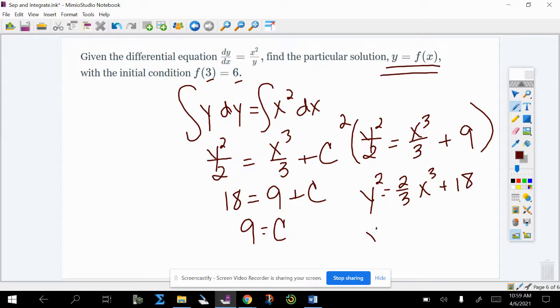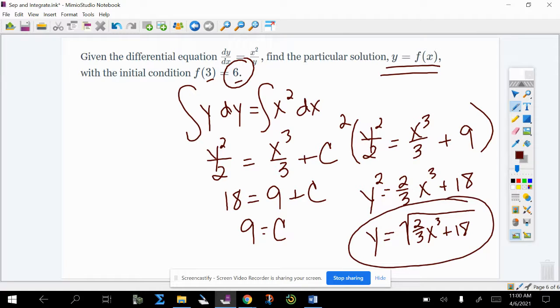And then I'm going to take the square root of both sides. Now notice my initial condition is positive, so I'm not going to put plus or minus. I'm just going to do the positive square root. You don't even have to put a little positive in the front. You're going to get 2/3 x cubed plus 18 under a positive square root to get your answer. So that's the difference between what Delta Math does and what some of the earlier examples do. They will have you go a step further to find your C value, which gives you a particular solution.